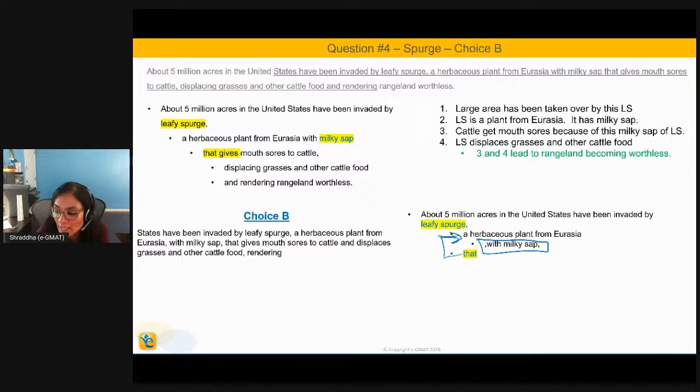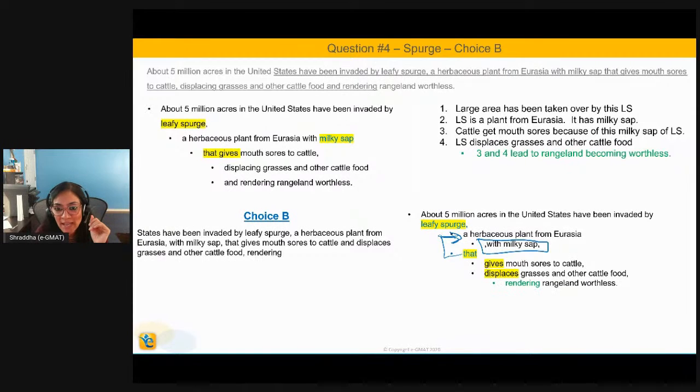So now choice B is saying that this herbaceous plant gives mouth sores to cattle, which is absolutely correct. I've already explained that leafy spurge, when eaten, gives mouth sores because of the presence of the milky sap. So these two are not mutually exclusive. So this part of the sentence is right. And it is the herbaceous plant that displaces grasses and other cattle food. So this part, we already knew that we have to look for an answer choice in which herbaceous plant can be associated with the action of displacing.